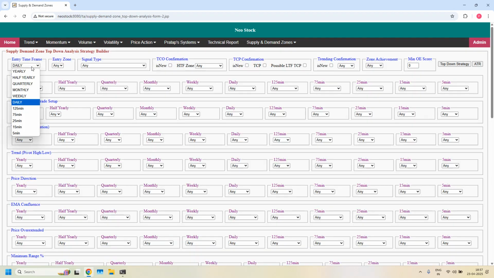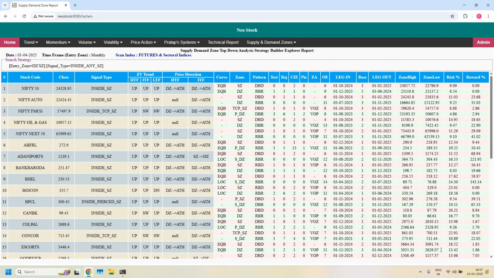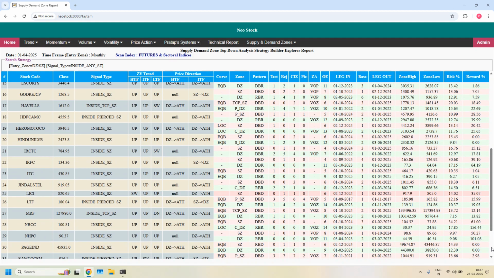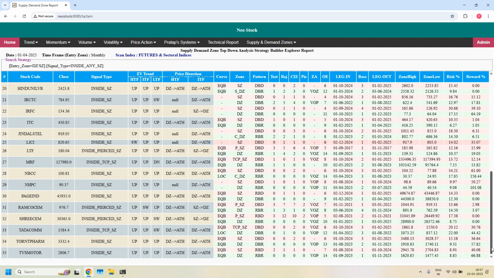Next, monthly time frame. Price closed inside the monthly supply zone. First 15 stocks in the list. Scrolling the list down. Total 35 stocks are filtered.